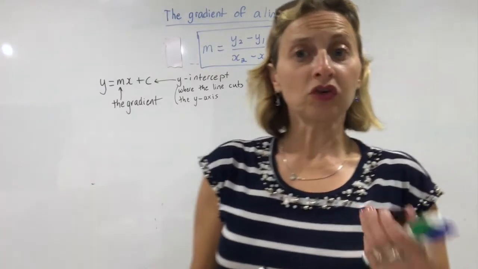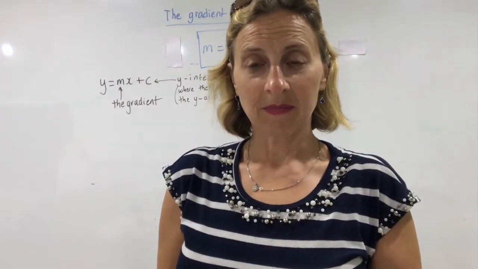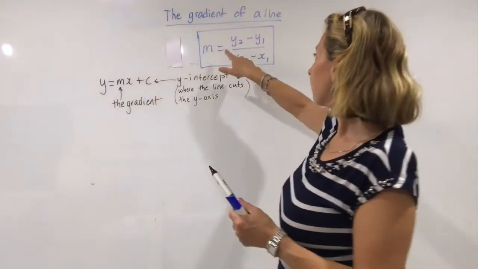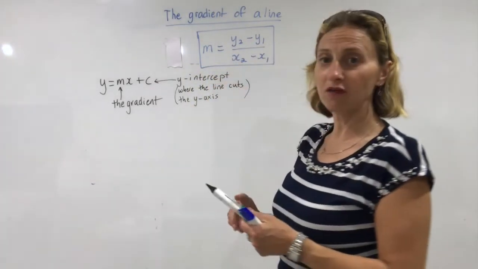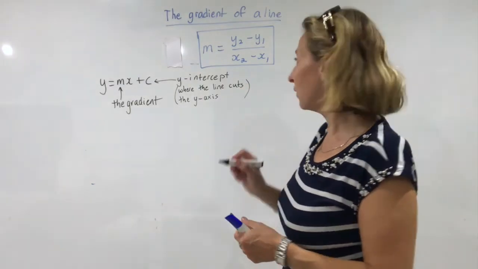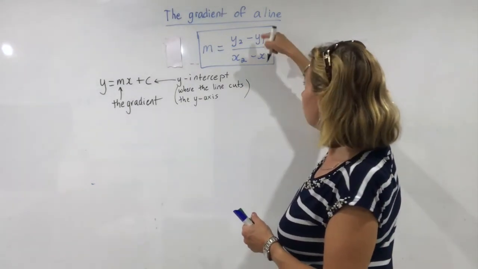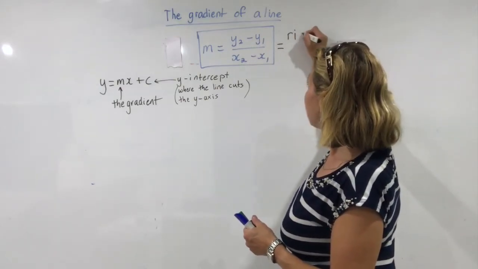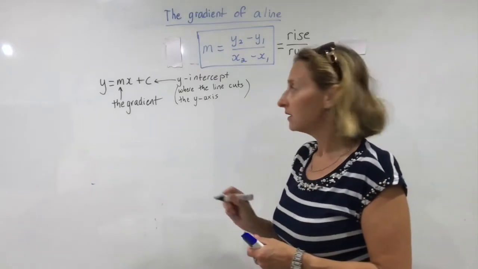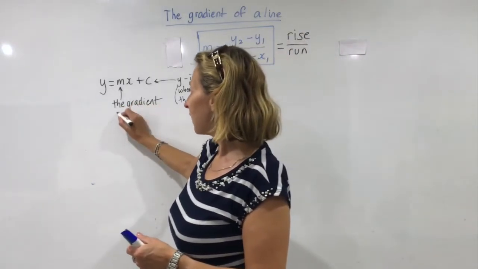And if you're given 2 points, we can also find the gradient of the line using this formula, y2 minus y1 over x2 minus x1. How does this equation work? Because we know that the gradient of a line is really the rise over the run. Don't forget that the gradient of a line is the slope.